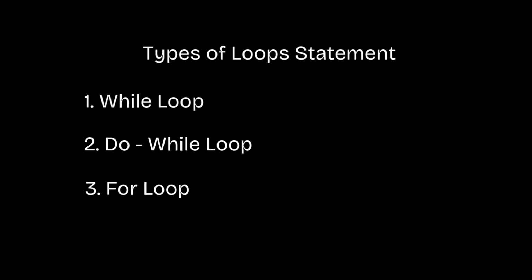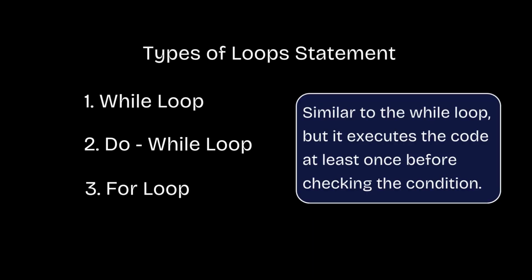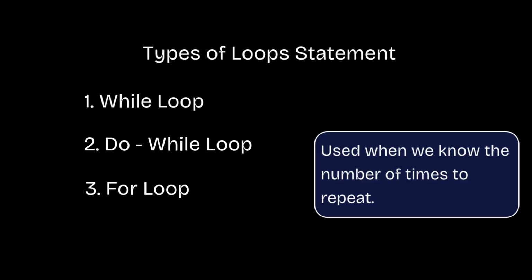A while loop is used when we don't know the number of repetitions but have a condition to stop. A do while loop is similar to the while loop, but it executes the code at least once before checking the condition. A for loop is used when we know the number of times to repeat.